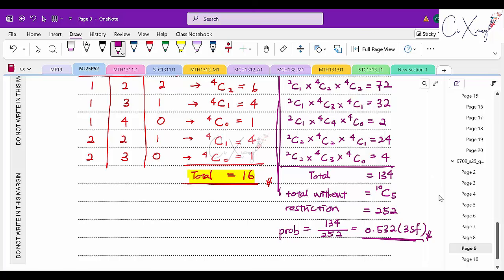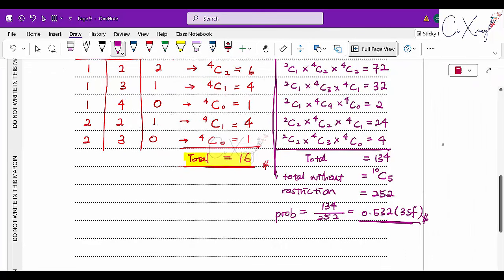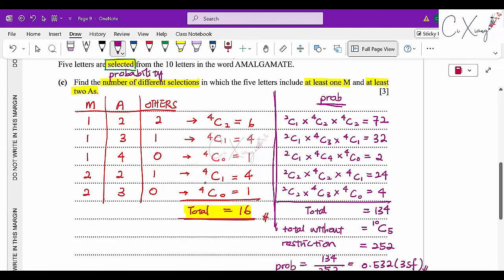So I hope that you can see the difference. When they are asking you to calculate the number of selections, then this is what we have, and you can see that we didn't include the selection for the identical letters. But if they're asking for the probability that involves the selection, then for all the identical letters, you have to include them in your calculation for the number of cases, because the more identical letters appear, the more it will affect the chance of being selected. Therefore, when you want to calculate the probability, you have to include all the identical letters as well. So that's the difference between the number of different selections and the probability of different selections.